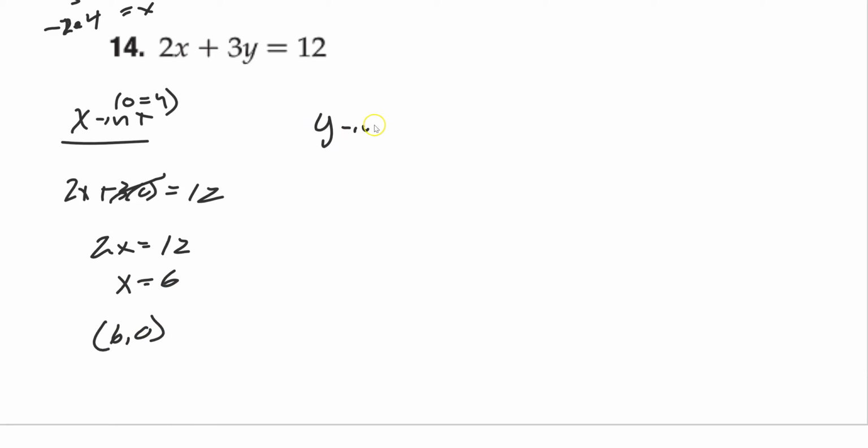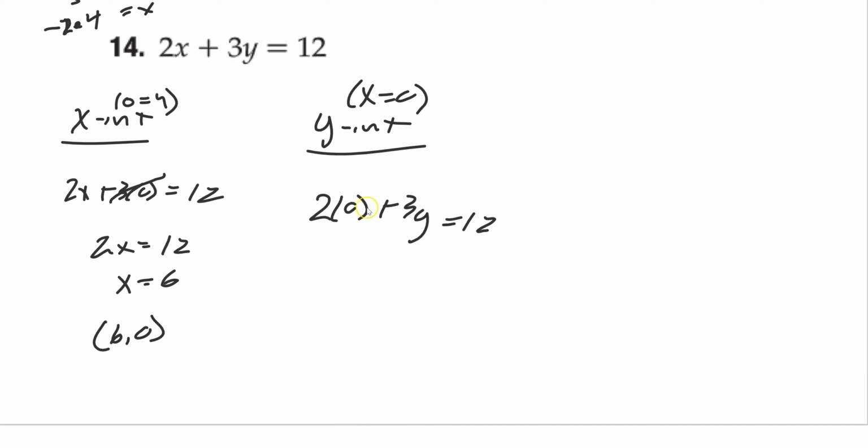If I want the y-intercept, we're just going to plug in x equals 0. So 2 times 0 plus 3y equals 12. That just goes away. 3y equals 12. Divide by 3. y equals 4. So again, my point would be 0, 4. Right, I plugged in 0 and I got 4 for my y.